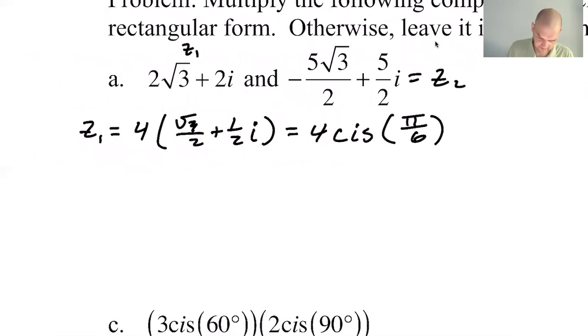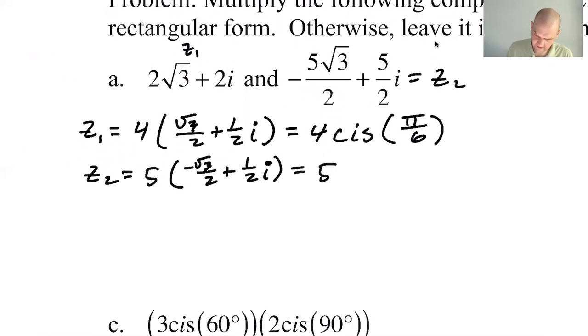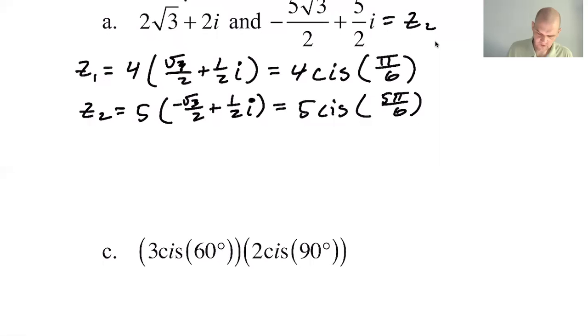And then Z2. If I take out 5, I'm going to get negative root 3 over 2 plus 1/2 i. So that's 5 cis, negative root 3 over 2, 1/2 is 5 pi over 6.